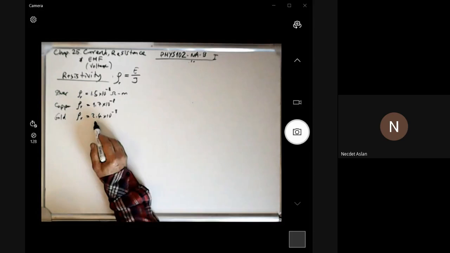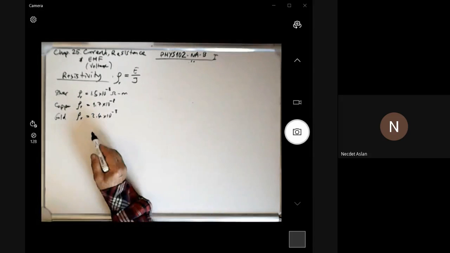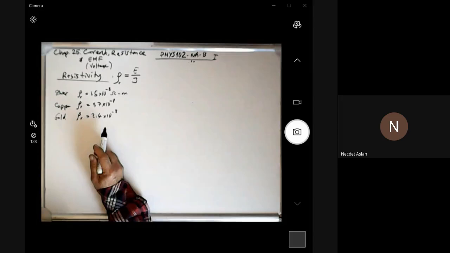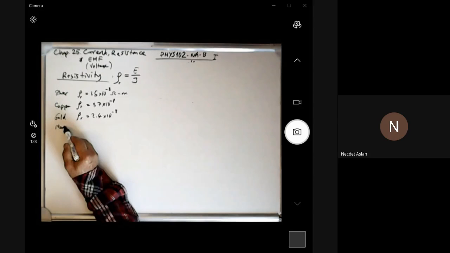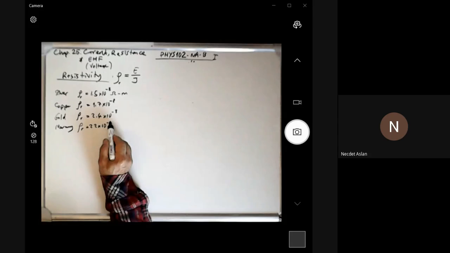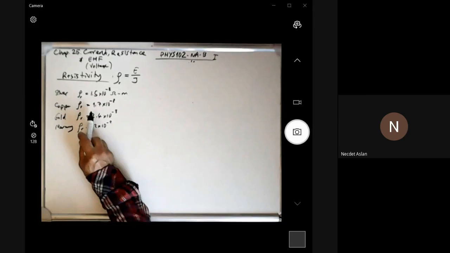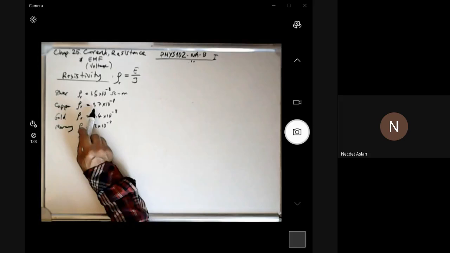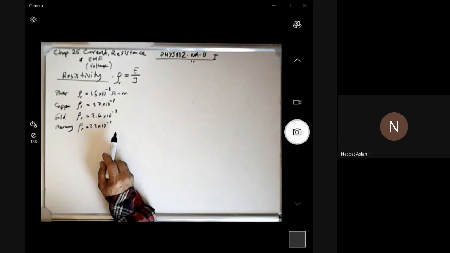So gold has the resistivity which is greater than the others, okay? And I will show you why this is happening. But mercury, for instance, the resistivity is 22 times 10 to the minus 8. So gold is more resistant than copper, and it is more resistant than silver.